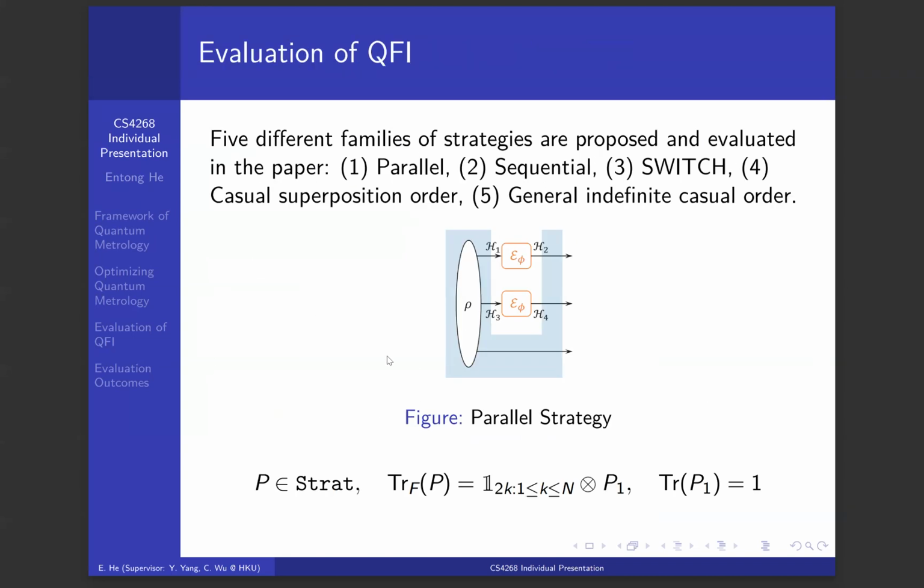After formulating the problem statement, the optimization objective, and the methodologies, they tested 5 different families of strategies. The first one is parallel, the second one is sequential, and the third one is switch, and the fourth and fifth ones are quite general: causal superposition order and general indefinite causal order. I will skip all the detailed forms of the strategies at each level because they're quite tedious.